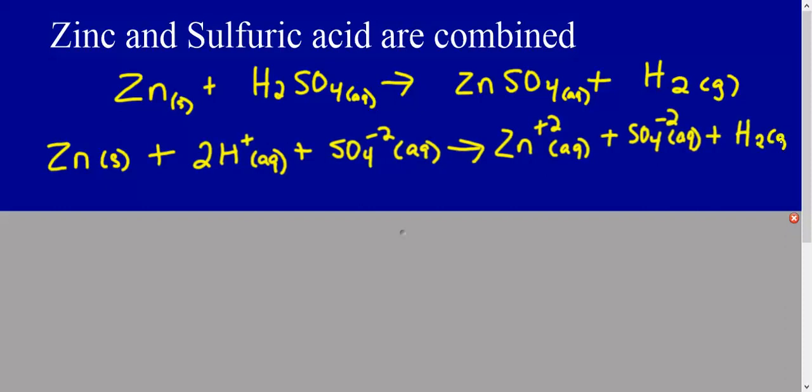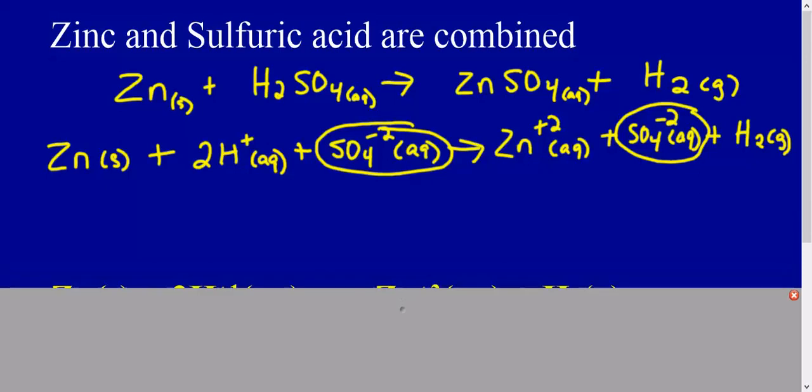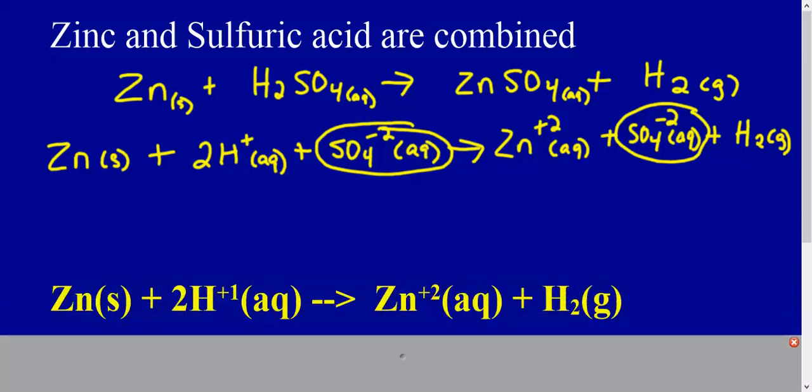Next step is to cancel out everything that's aqueous on both sides. Those are your spectator ions and not involved in the reaction. So zinc is solid on this side and aqueous on that side. You can't cancel it. Hydrogen ions here, but it's a gas there, so you can't cancel it. Sulfate, aqueous on both sides. Those are spectator ions. They remain in solution and never are involved in the reaction. Now what you're left with is your net ionic equation. Just rewrite it, include phases. There's your net ionic equation.